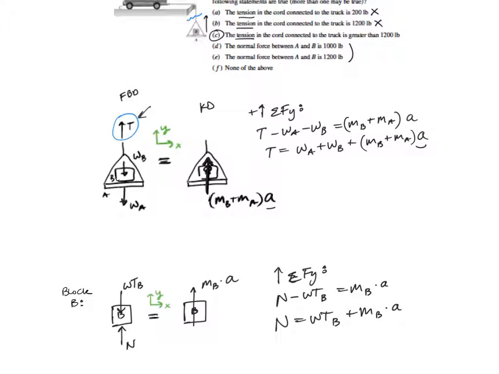whatever that acceleration is. So if we look here, it talks about the normal force between A and B. That's that N that we're talking about right there that we've drawn. And so this one says it's 1,000 pounds. Well, I know that the weight of B is 1,000 pounds. And so I've got another term added to it, so that's not true. And the normal force is 1,200? It's not 1,200. It's going to be the weight of B plus mB times A. So chances of it being 1,200 were pretty slight because we need a certain acceleration to make that happen.